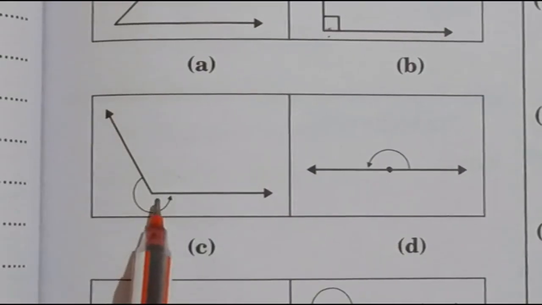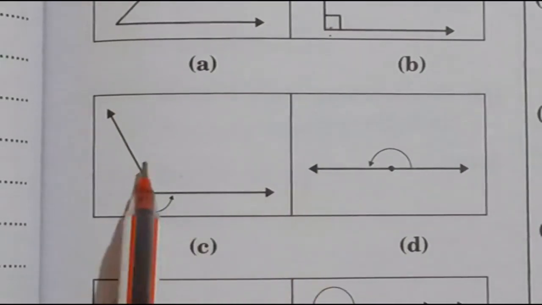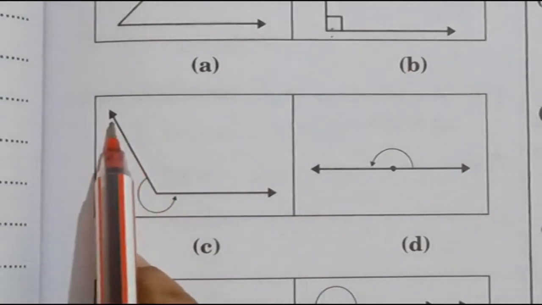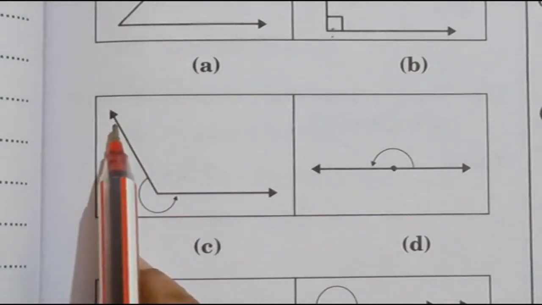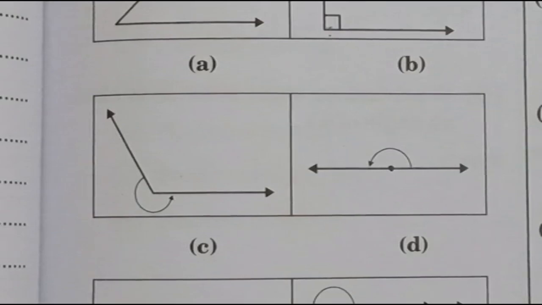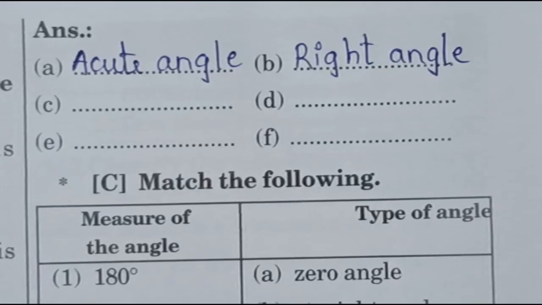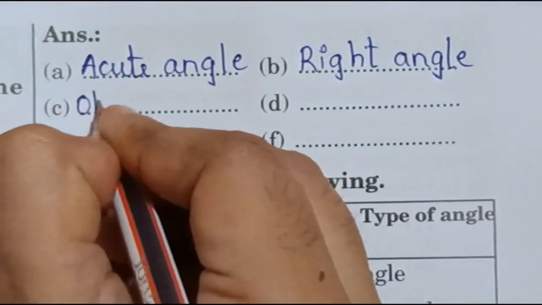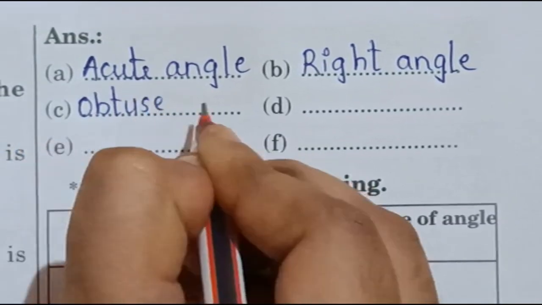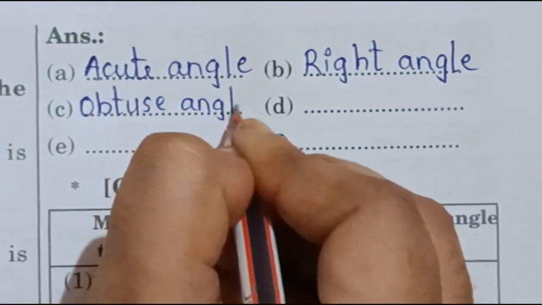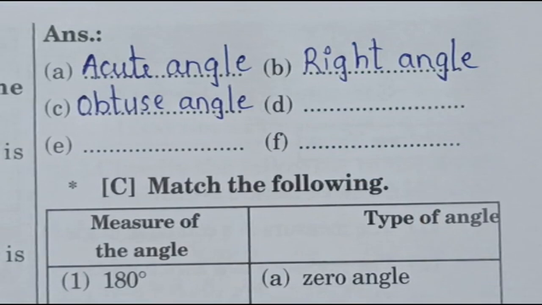Now here C1. It is more than 90. 90 degree was here, now it is here. So it is more than 90 degrees. So it is which angle? Obtuse angle. So you will write here, obtuse angle.